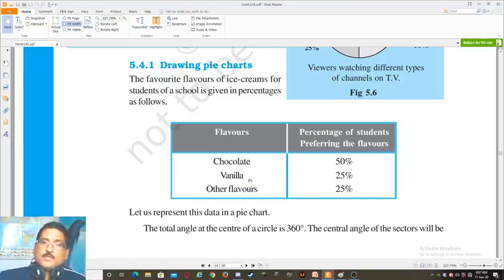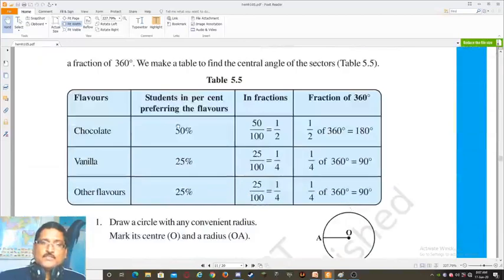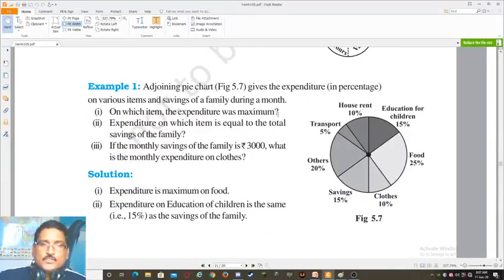A survey was conducted about different flavors, chocolate, vanilla and others: 50, 25, 25. You can go through my presentation and see item, share, fraction, percent, central angle. So 50%, 50 upon 100, 1 by 2, after cutting, 360 multiplied gives 180 degree. This is 90, this 90. You can get it. Here it is also done. So this is a very important question. Only conversion is there, but question and answer is not there.